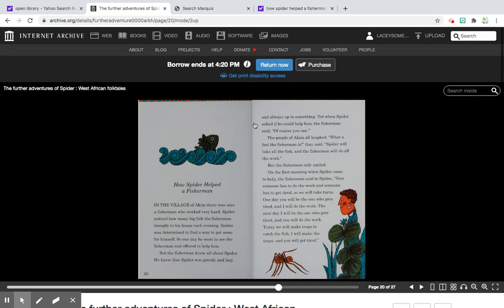Well, it does sound like Spider is our trickster. I mean, it does say he's greedy and lazy and he's always up to something. But the fisherman seems wise to his tricks too. Remember, it says he knew him and he knew about his tricks. So do you think Spider will manage to succeed in tricking the fisherman? Or is the fisherman going to outwit Spider? I wonder what's going to happen. So let's keep reading.